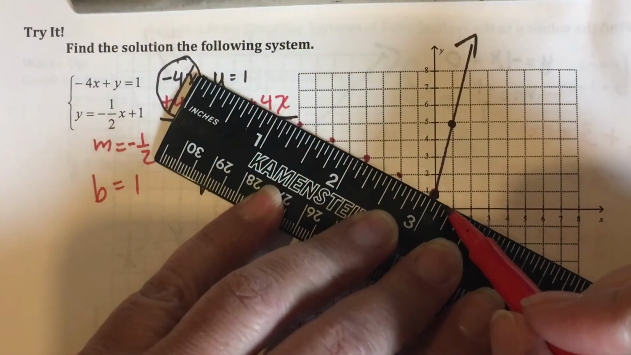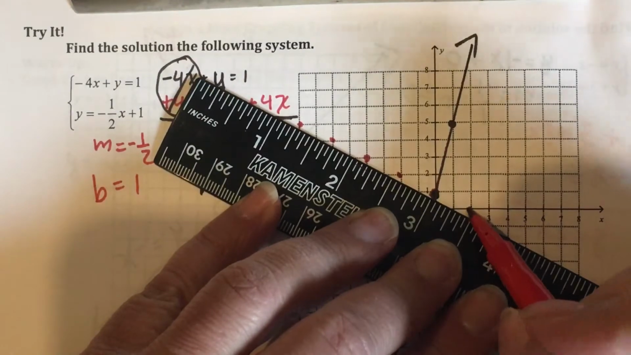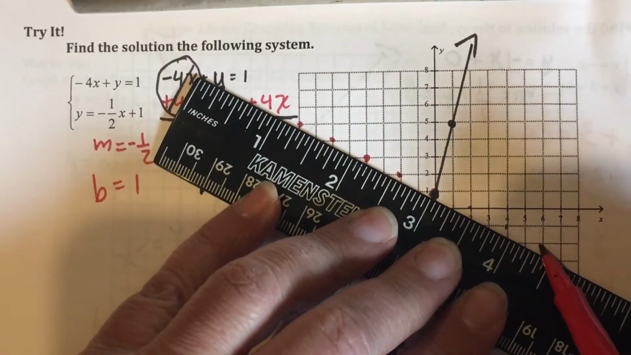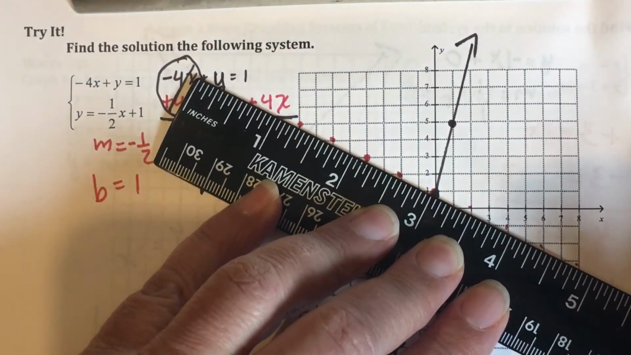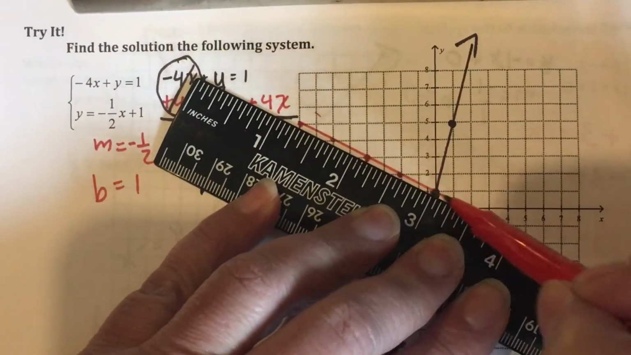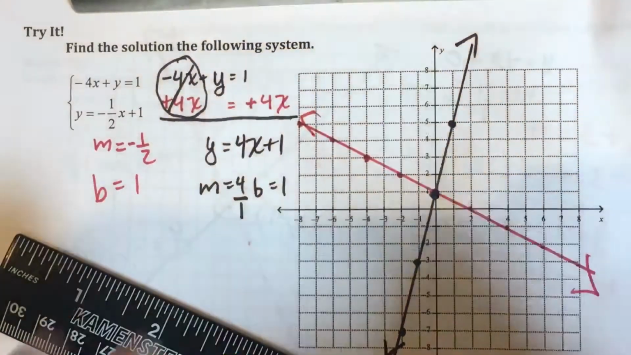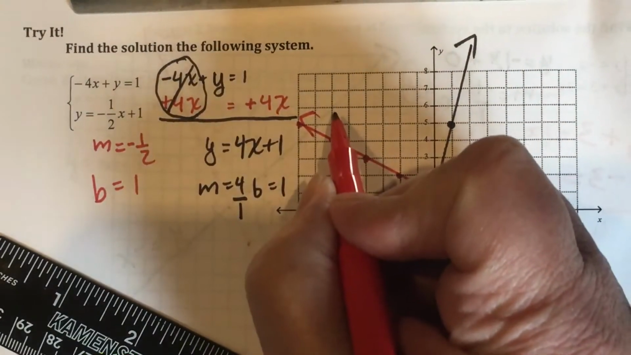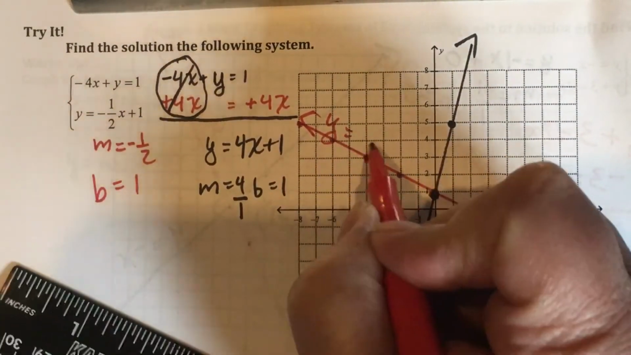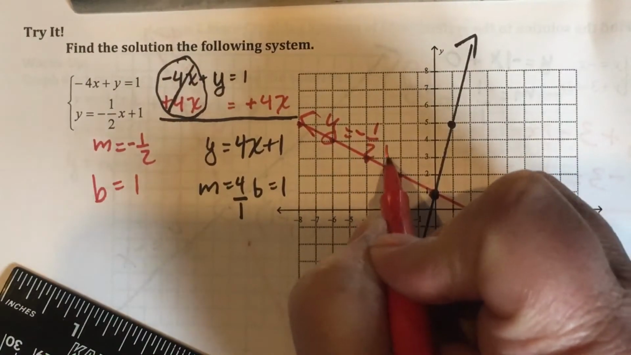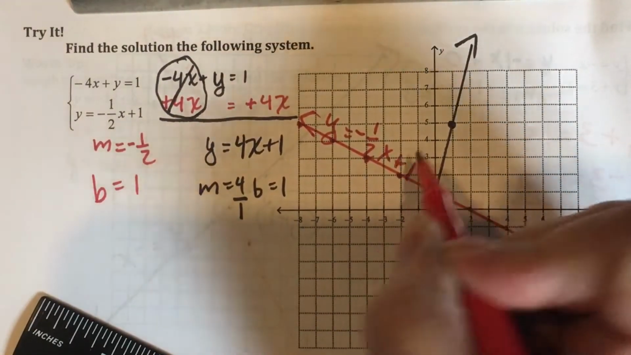Now, I know that it has to go down 1 and right 2. I'm just going to put those dots in. Look at that. So much easier. There we go. Arrow on both sides. Equation right here. Here we go. y equals negative 1/2 x plus 1.